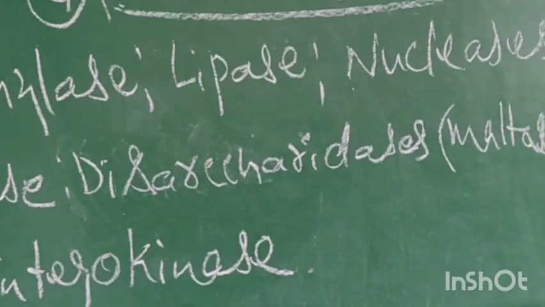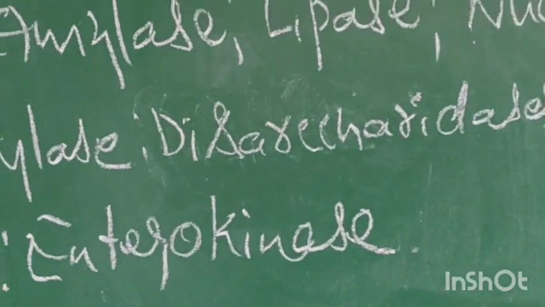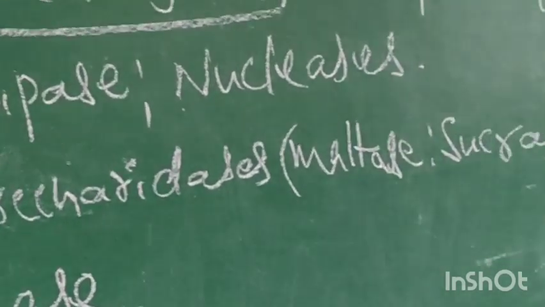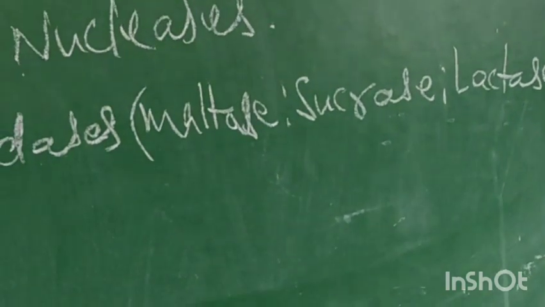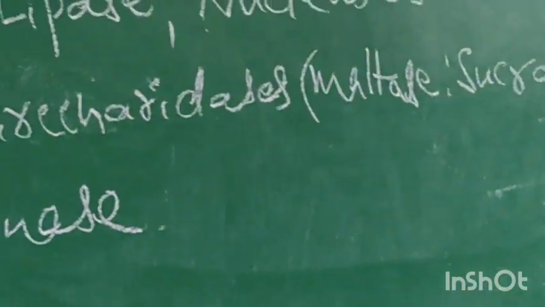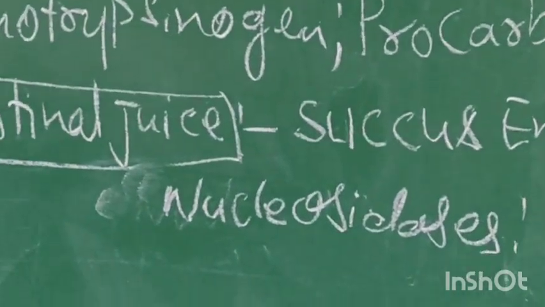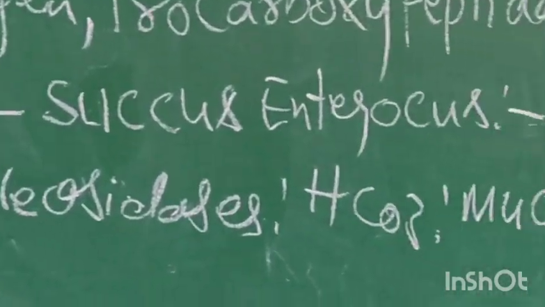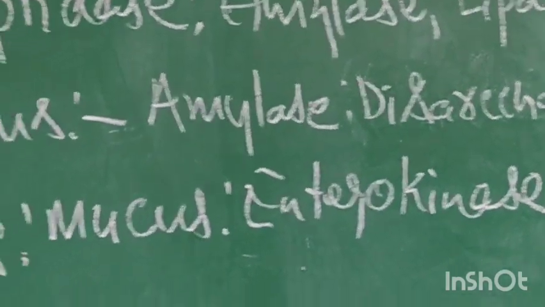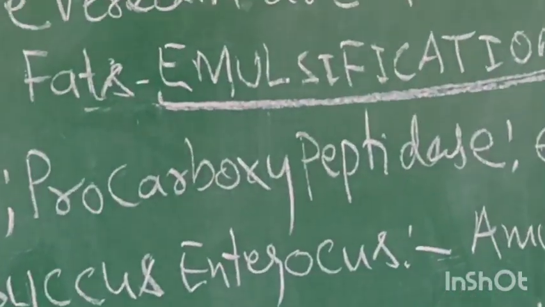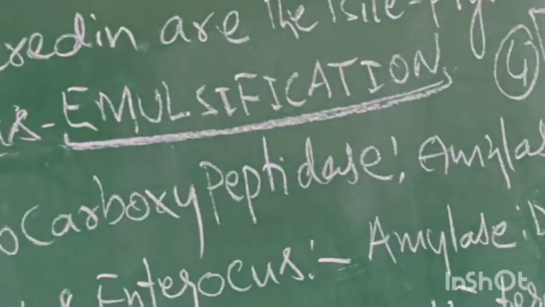amylase, disaccharidases: maltase, sucrase, lactase. These are the three under disaccharidases. Now come to this: nucleosidases, bicarbonate, mucus, enterokinase. These are the various digestive juices with their enzymes.